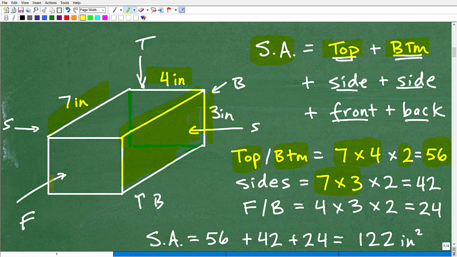But we have 2 of these, right? We have this other side right there. So we're going to have to multiply that by 2. So our area will be 7 times 3, which is 21, times 2, which is 42.